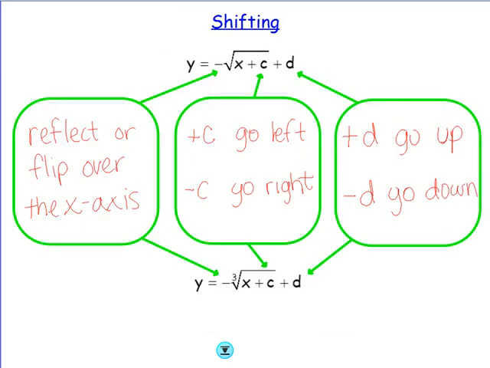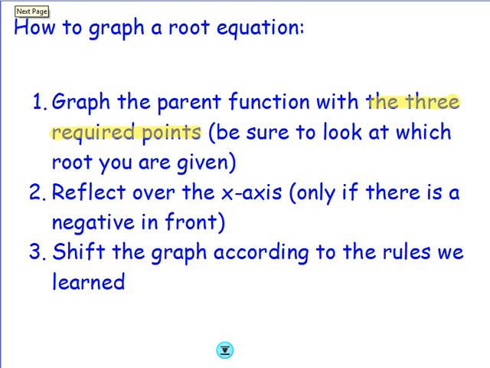So let's go back to the instructions. So now we know what those 3 required points are. Your second step is to do the reflection. Now, the reflections are not always going to be there. You only reflect if there is a negative in front. If there isn't a negative in front, you just skip step 2. And then the third step is shifting the graph left, right, up and down, according to the rules that we wrote down and that we already know.